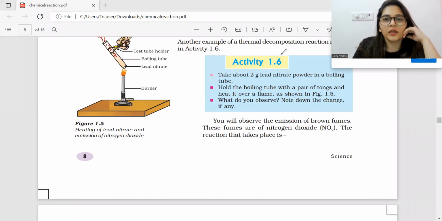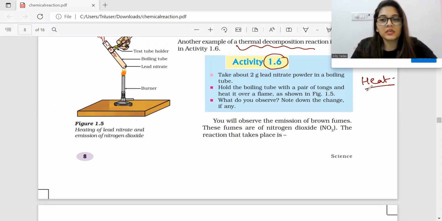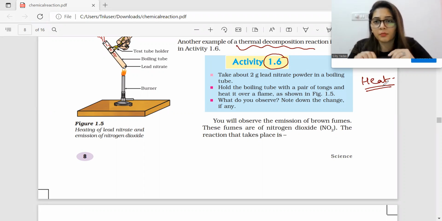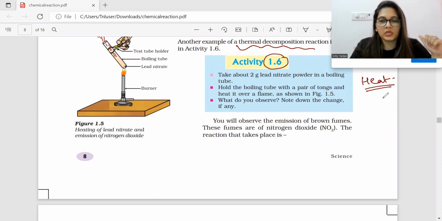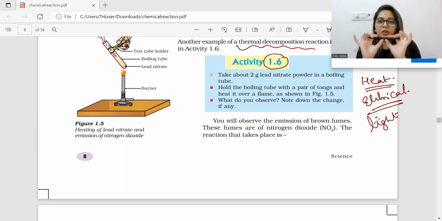Okay, so see, activity 1.6 is again talking about a thermal decomposition reaction. You all know that thermal means heat. So this is related to heat, because if you remember, I've already told you all that if you have something and you want to break it, to break it will require some kind of energy. That could be heat energy, electrical energy, or light energy. Because we are using heat here, and decompose means to break something, if to break this I require energy and that is heat, I will call it a thermal decomposition reaction. I hope that's clear.